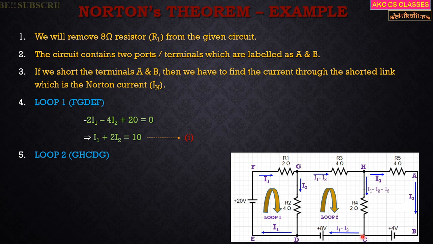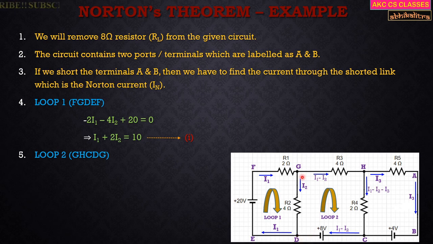After reaching C, I will try to move to D. While moving from C to D, I encounter a voltage source. I am moving from the positive plate of the voltage source to the negative plate, so there will be a drop of potential at point D. What is the drop value? That will be minus 8.